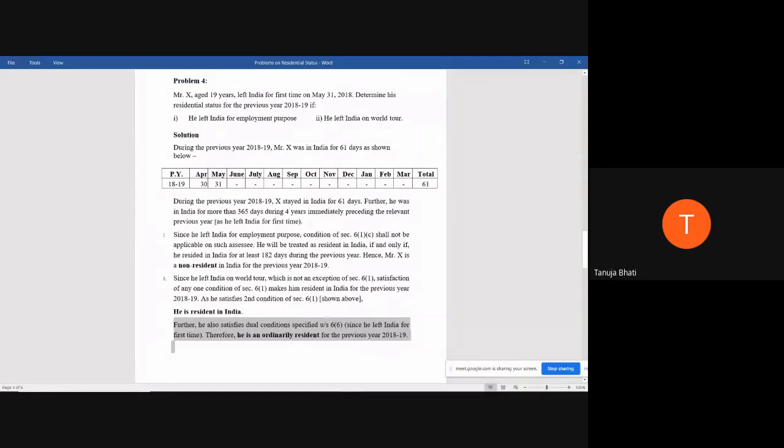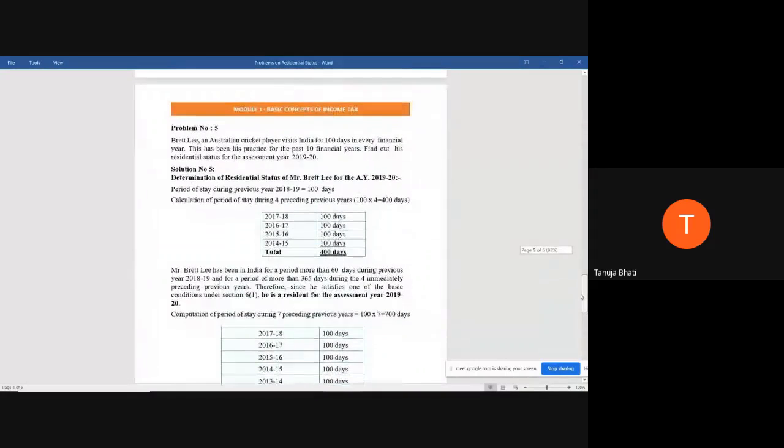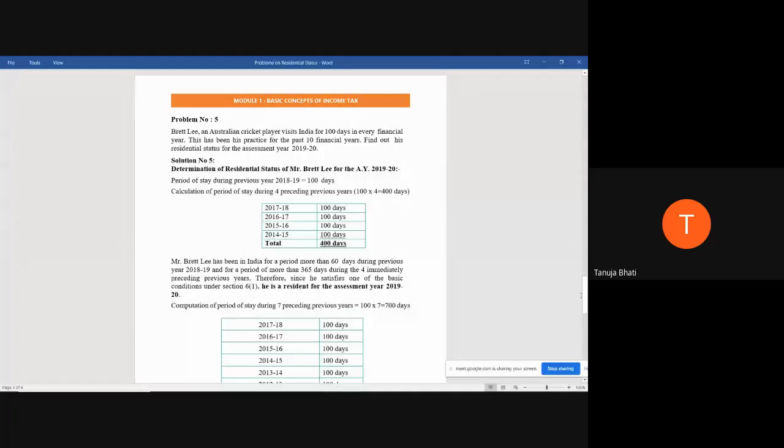Okay. Now here it was very simple. Otherwise, again, we would have plotted it in the form of a table just to calculate the number of days. But here it was the first time, so we know that before that he was always in India. So we didn't calculate the number of days. Since it is the first time, it is assumed that he has always stayed in India. Now let us see the next problem. Problem number 5.